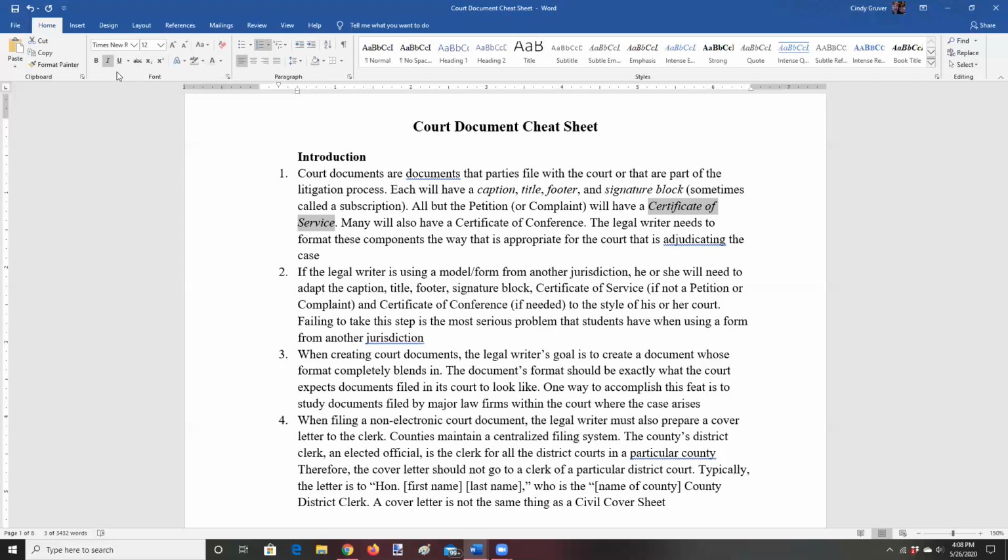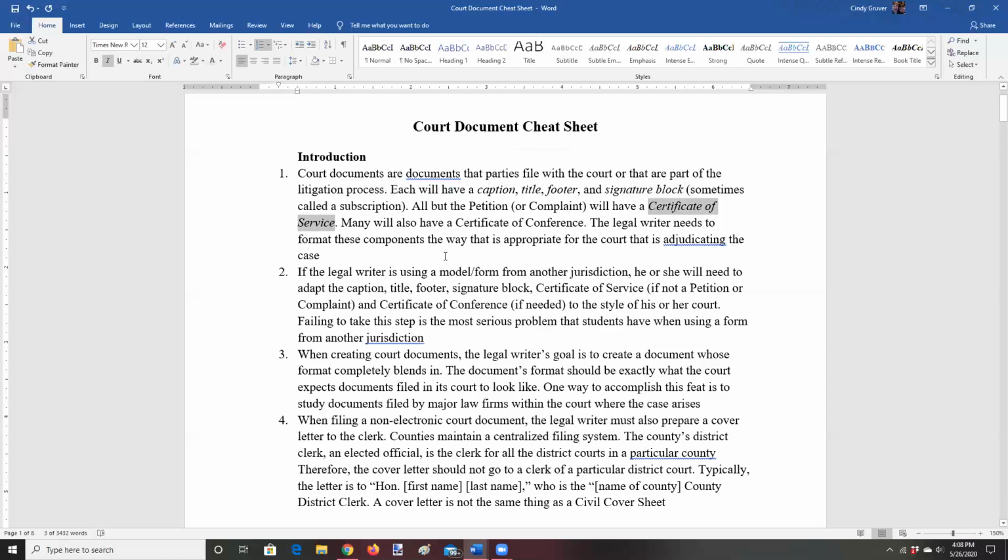And obviously in those cases, the models are awesome to use, but is it going to help you format the caption? No. Is it going to help you know where and how to format the title? No. Will it help you with the footer? No. Will it help you with the signature block? No. Will it help you with the certificate of service? No. All of this stuff is going to be standardized.